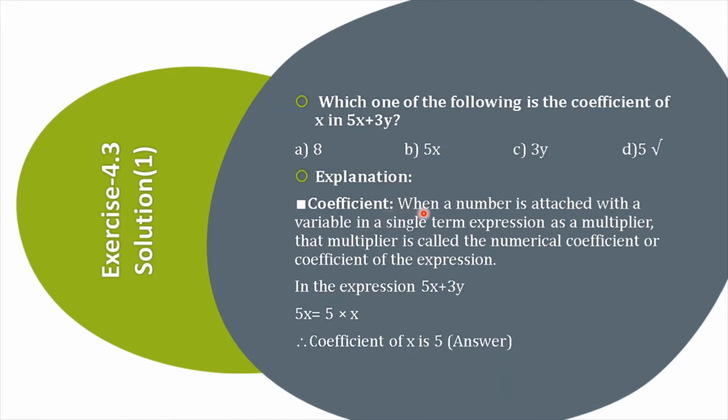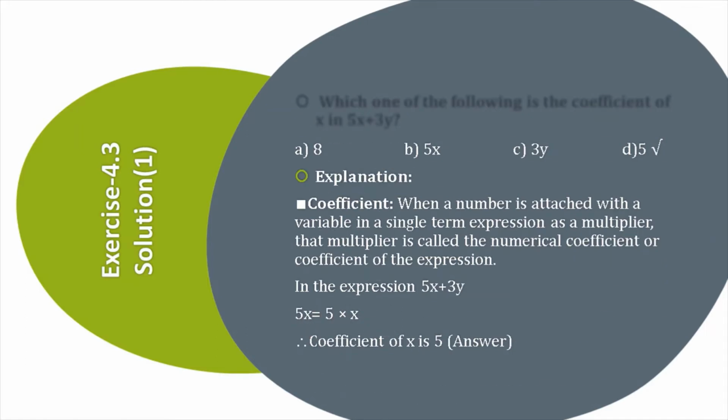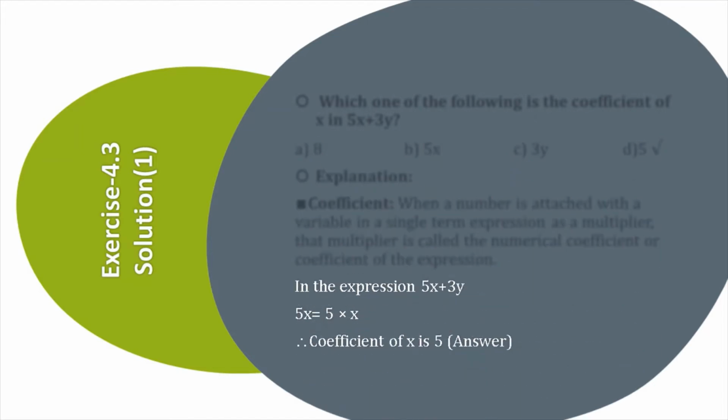So this is the definition. Again I am saying, when a number is attached with a variable, that means in here 5 is attached with the variable x in a single term as a multiplier. Because you can see in the expression 5x plus 3y there are two terms, but 5x is the single term and 5 is multiplied with the variable, so 5 is the coefficient of x. So my dear students, this is solution number 1 and the answer would be 5. You can see the definition of coefficient, and coefficient of x is 5.